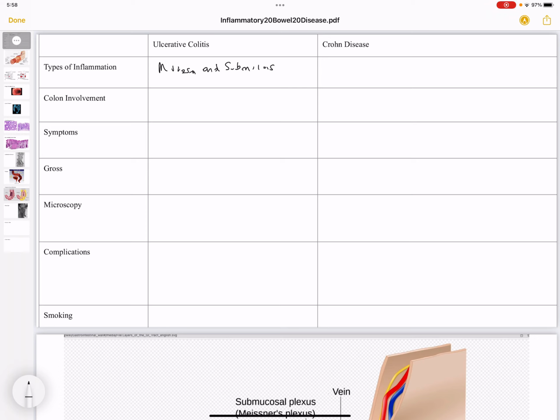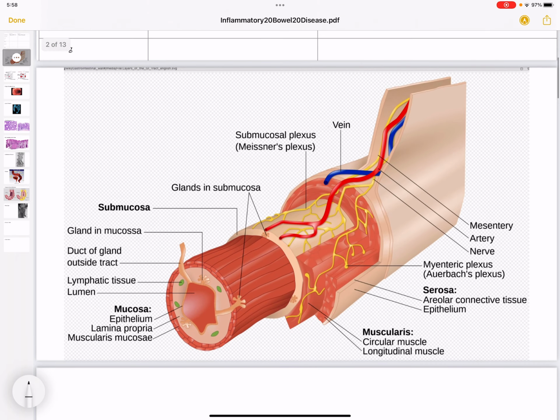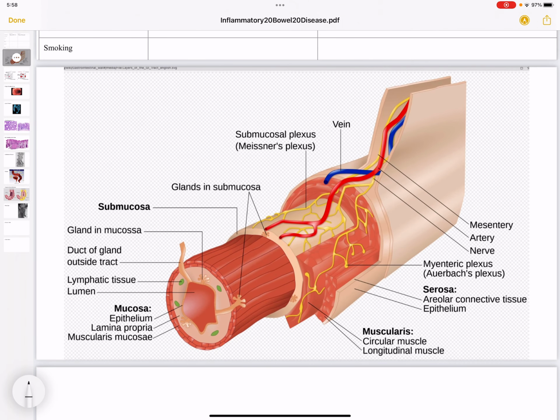Crohn's disease is a type of transmural inflammation. This means that it is going to impact all the layers of the intestinal wall. If you take a look at this picture, ulcerative colitis is going to impact the submucosa and the mucosa, whereas Crohn's disease is going to impact the submucosa and the mucosa in addition to the muscular layers and the serosa. So it is going to impact all the intestinal layers, not just the mucosa and the submucosa.